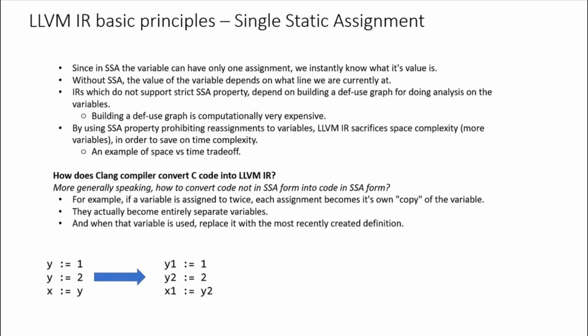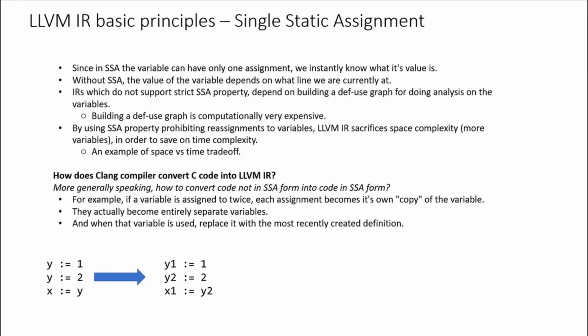So that is why LLVM intermediate representation uses the single static assignment property specifically. So the next question would be, how does a compiler convert C code into LLVM intermediate representation? More generally speaking, how do you convert code not in single static assignment form into code in single static assignment form? So for example, what if each variable is assigned to twice?